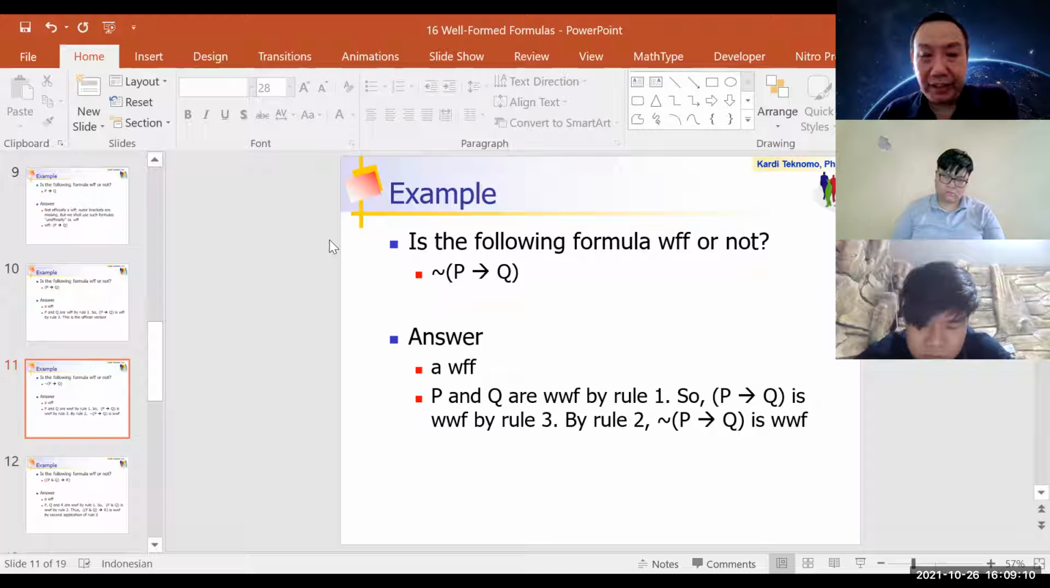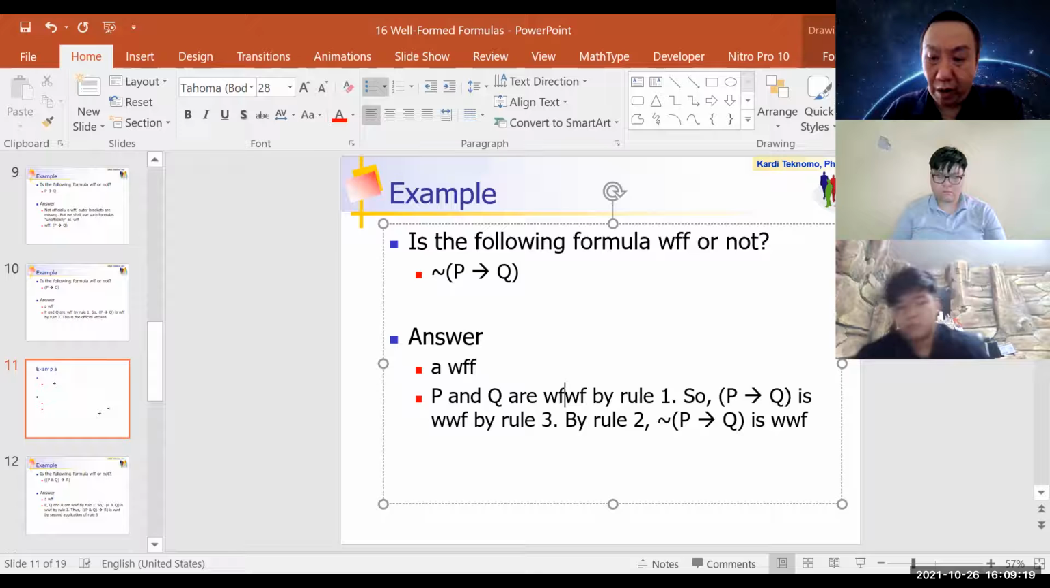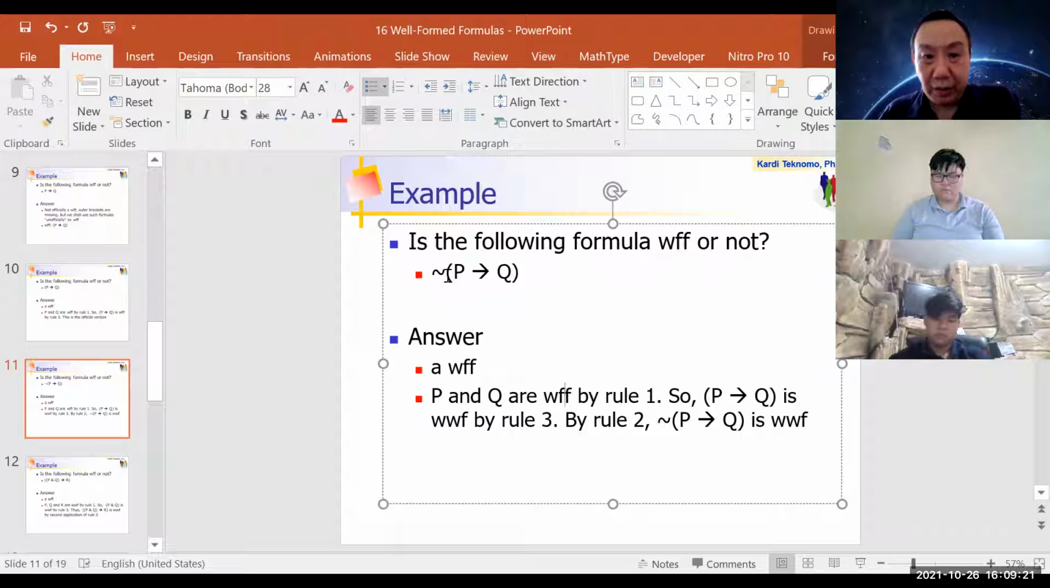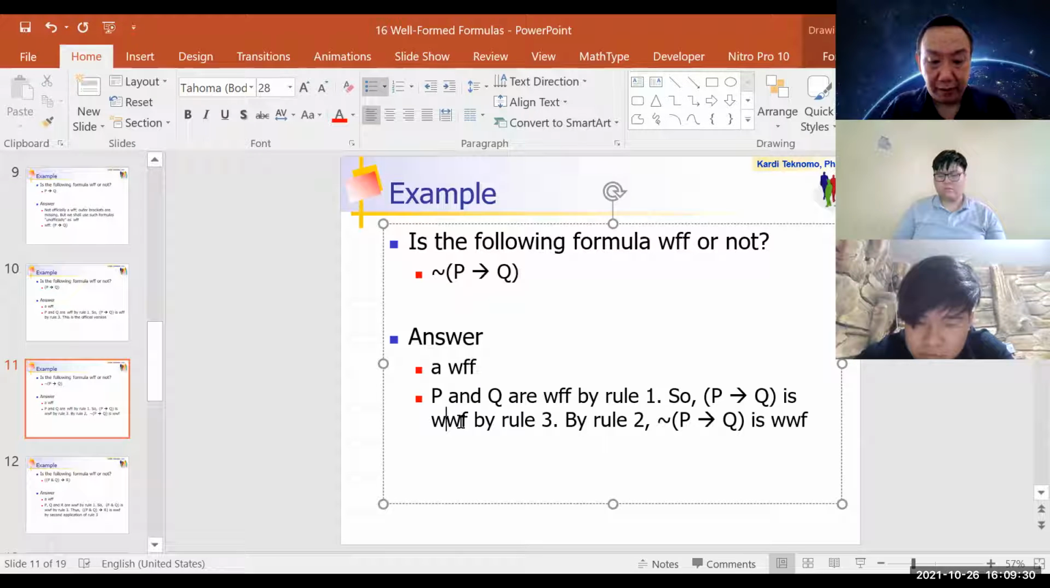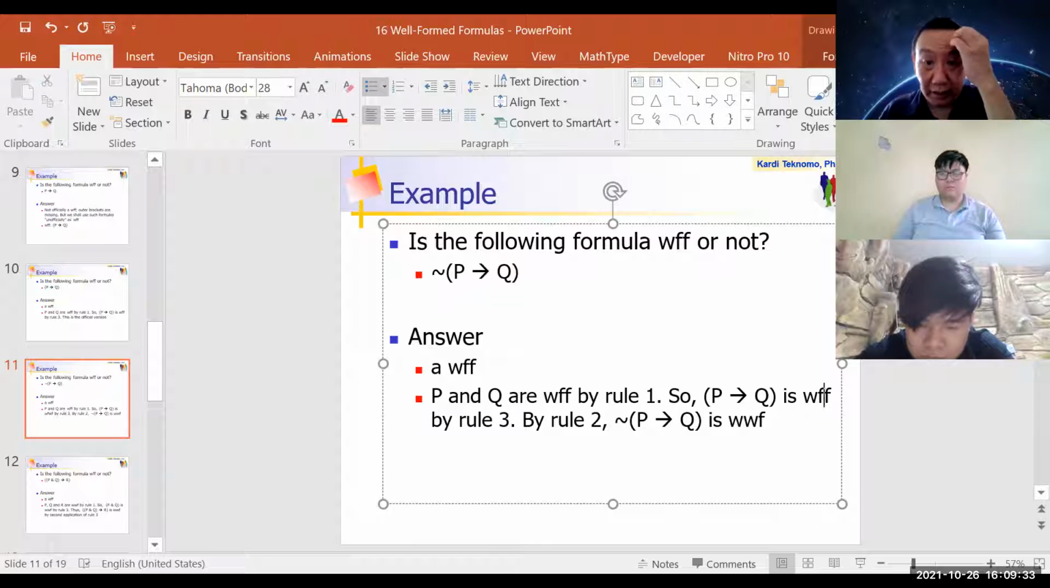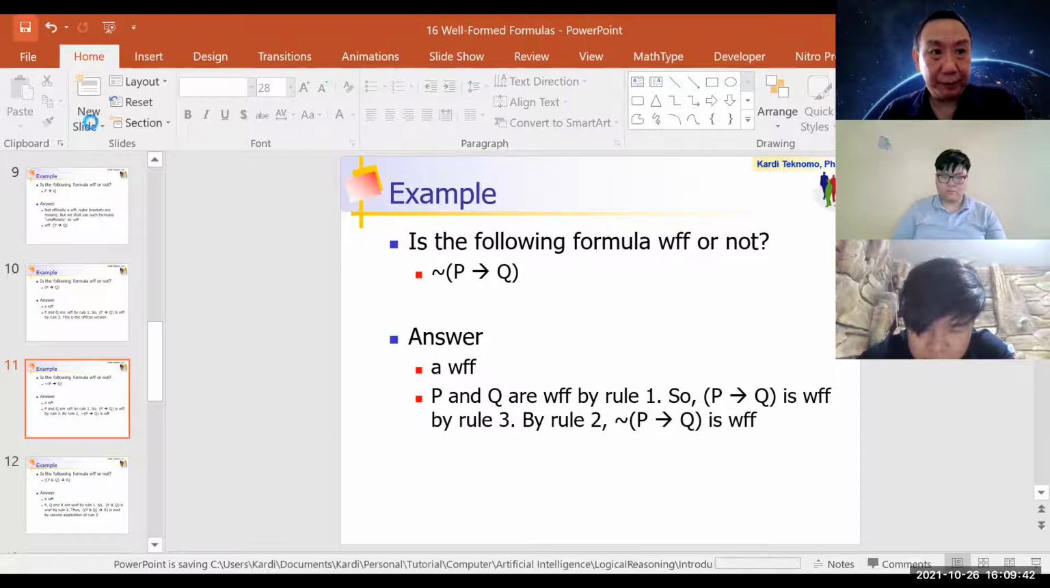Next, how about this? Is this a WFF or not? If we look at this, P and Q themselves are WFF by rule 1, right? And then if P then Q with the bracket is also a WFF by rule 3, right? And then the not: when you add not there, it becomes a WFF.